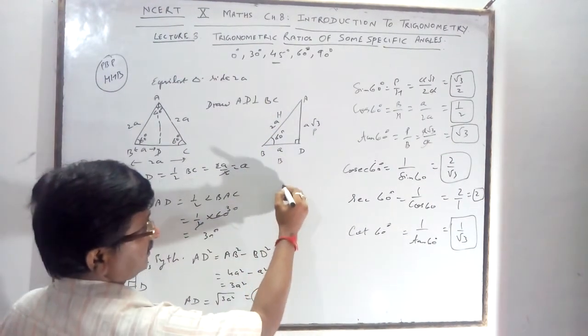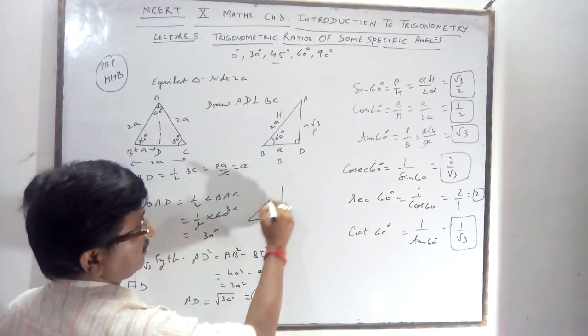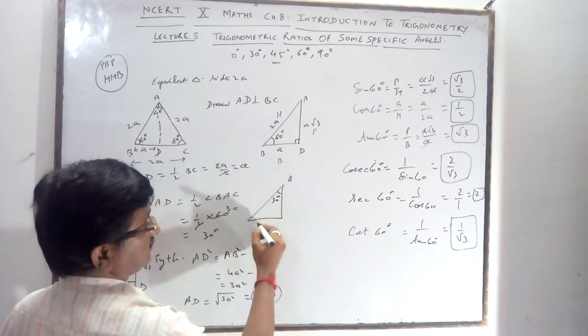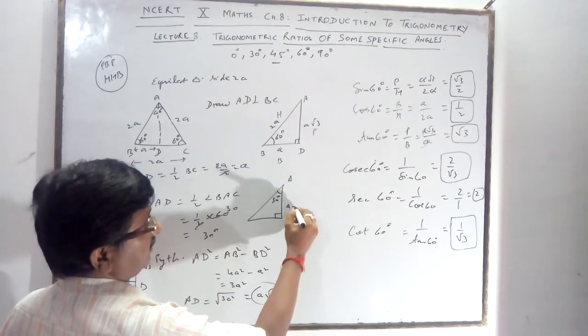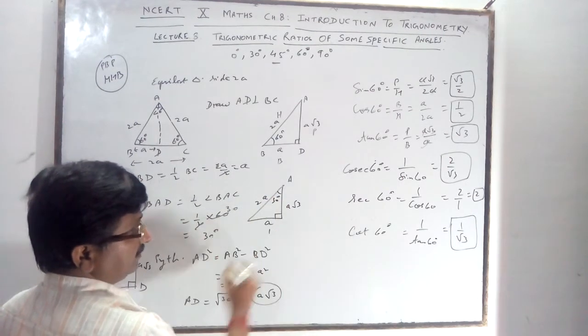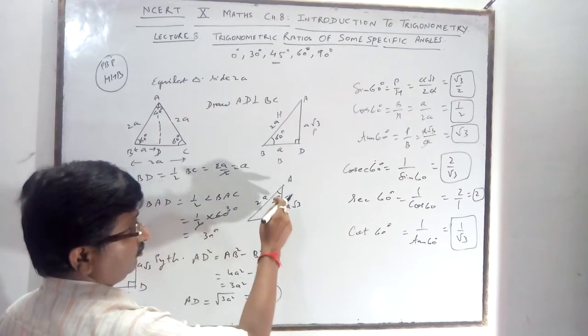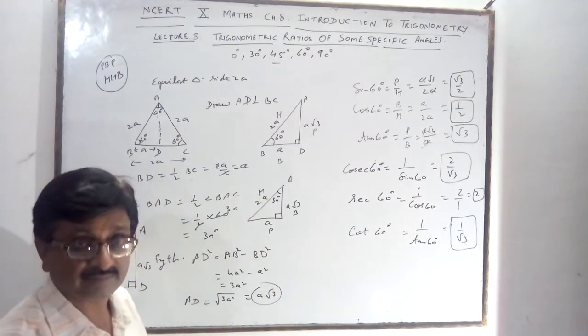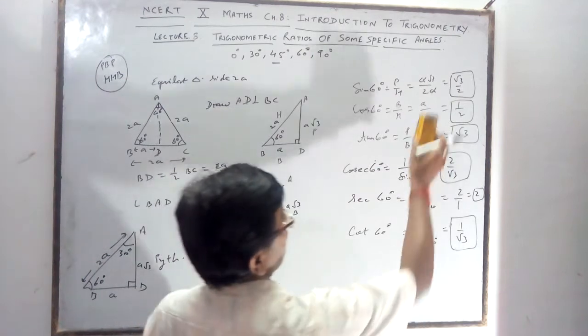Now you will see, what about 30 degree? Again you take the figure, the same figure, and here you write 30 degree. Don't write 60, write 90 degree. The sides are A, A root 3, and 2A. It will be a perpendicular. Now for 30 degree, the perpendicular changes, the base changes, and the hypotenuse is the same. And now you will write all the values.